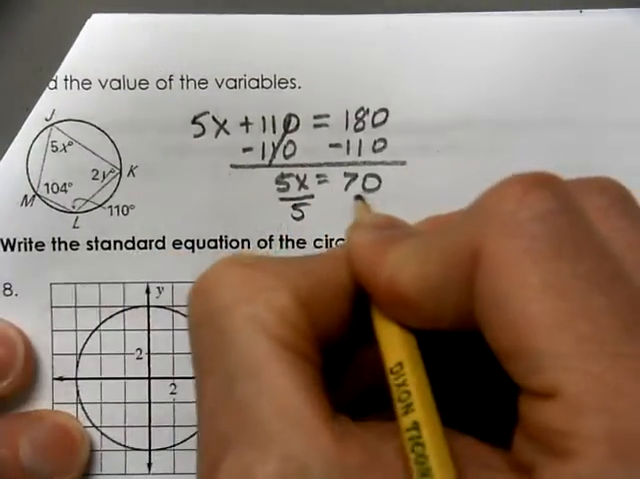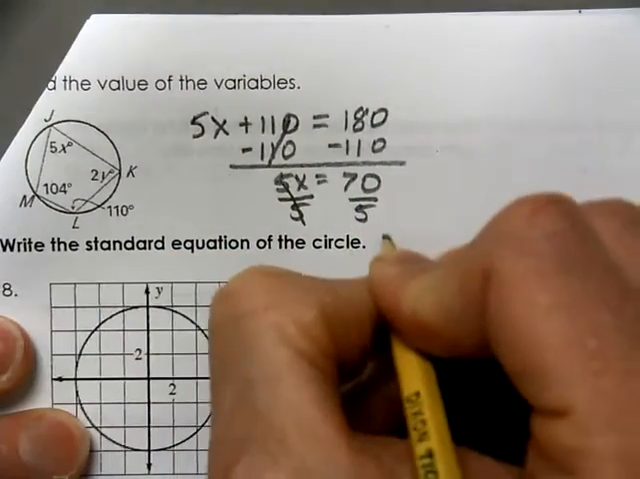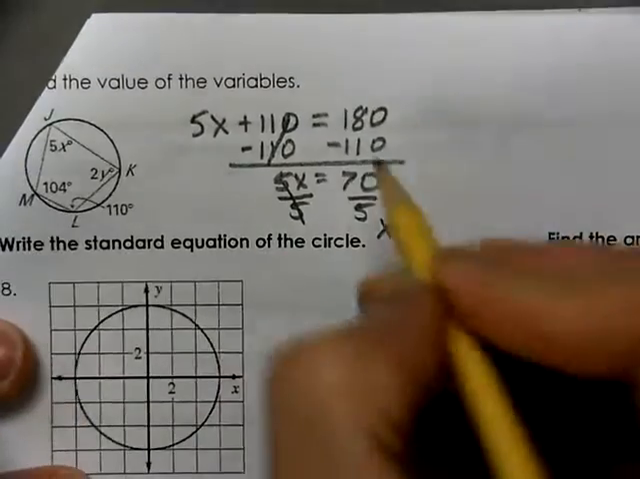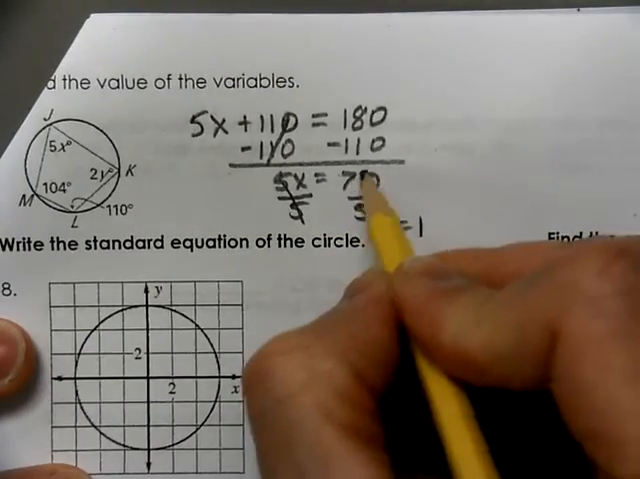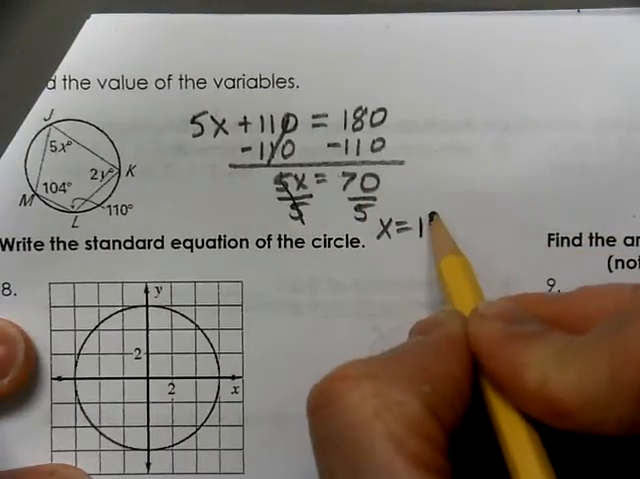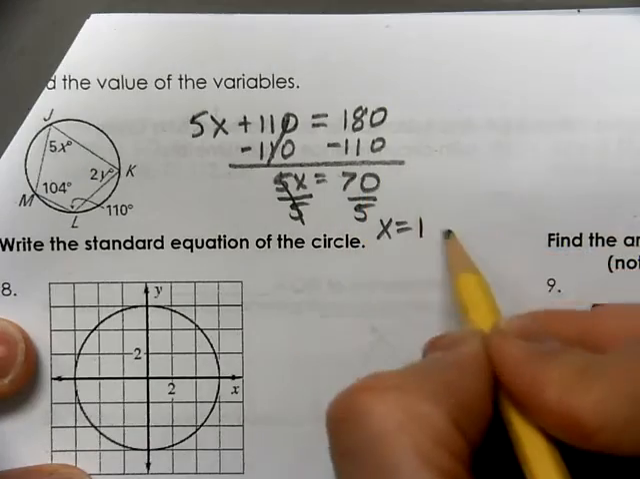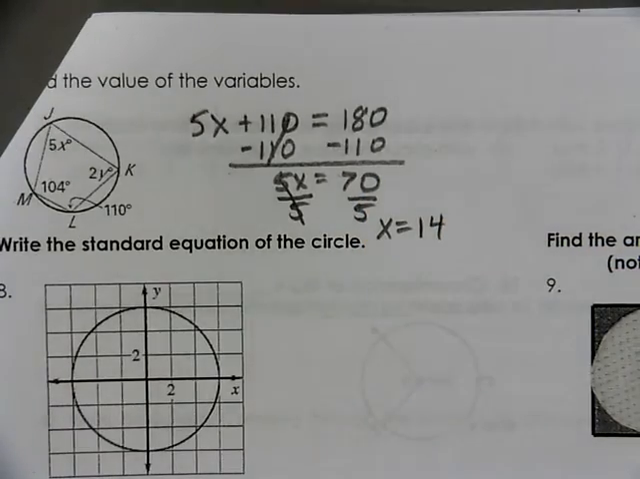Divided by 5. So we know that x is going to go in there one time with 2 left over, which is 14.